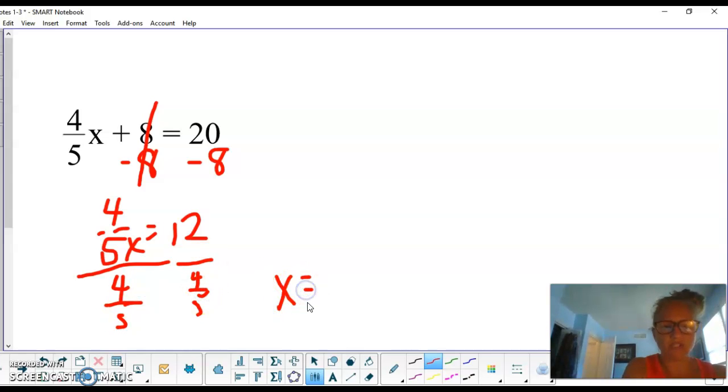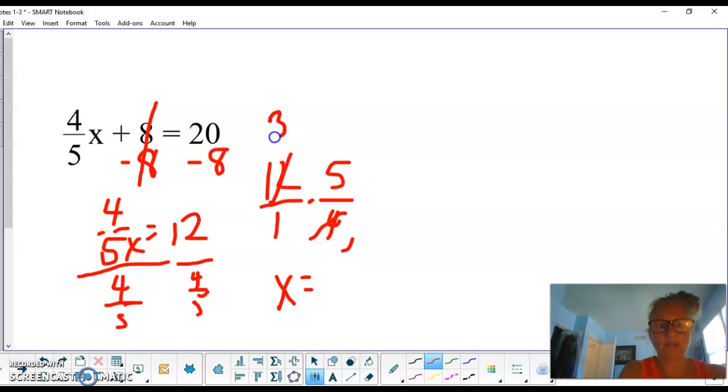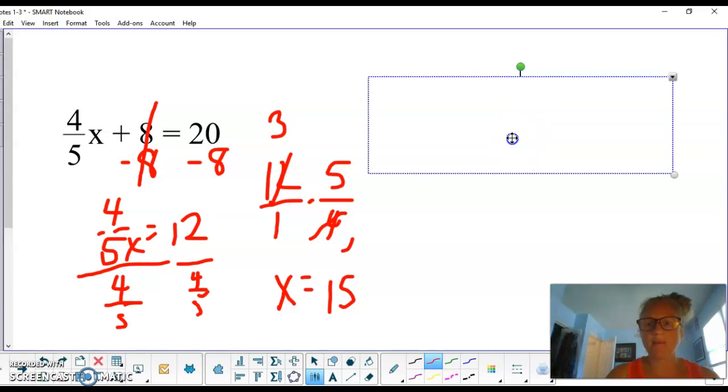X equals, and just to show you, if you multiply by the reciprocal, you're going to get the same thing. So if I have 12 over 1 times, remember we multiply by the reciprocal, so 5/4. So this becomes a 1 and a 3, and we're left with 15. Okay, so we're going to subtract, and then we can just divide by whatever we're multiplying by, or we can multiply by the reciprocal. All right, so that's just a simple two-step problem.